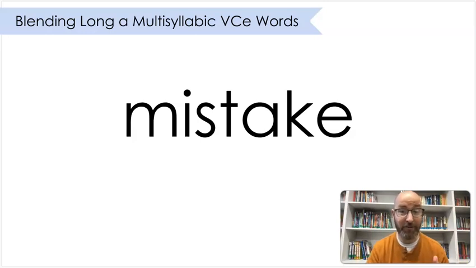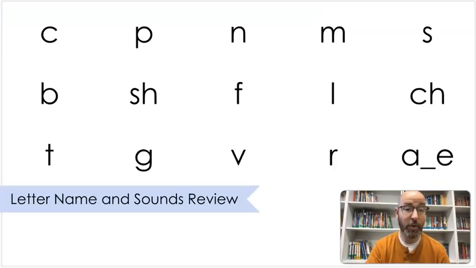We're going to do a quick phonics review, and then we're going to try some silent blending. I'm going to put some words up and see if you can figure out what they are. A couple of quick ones. First, let's do some letter sound review. Say these with me, please. K, p, n, m, s, b, sh, f, o, ch, t, g, v, r, a.